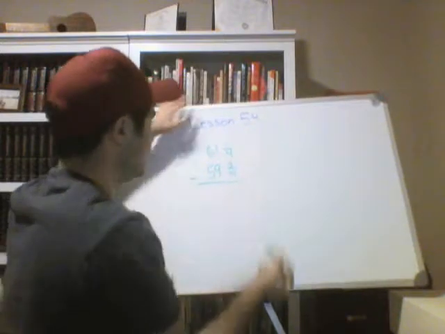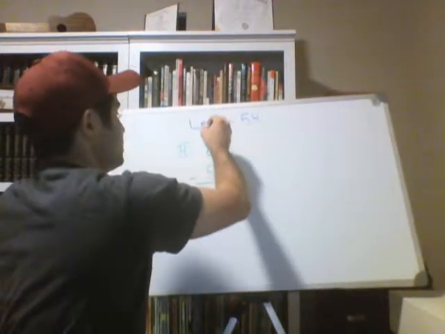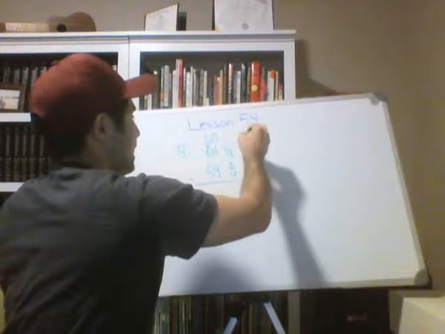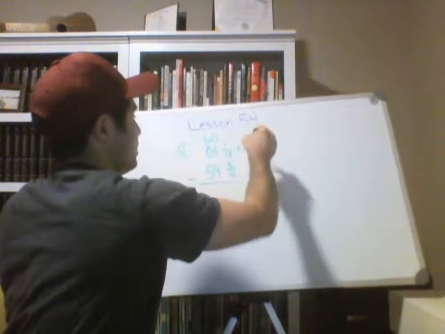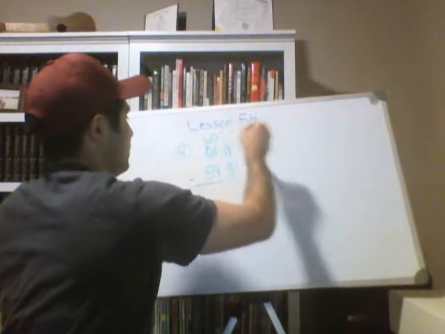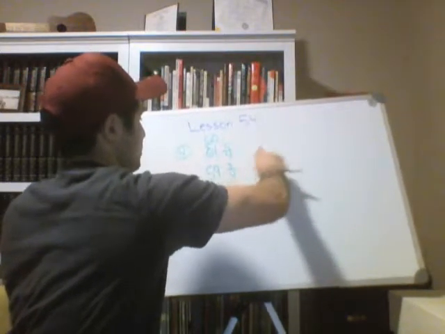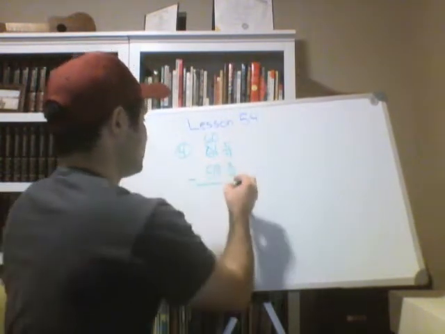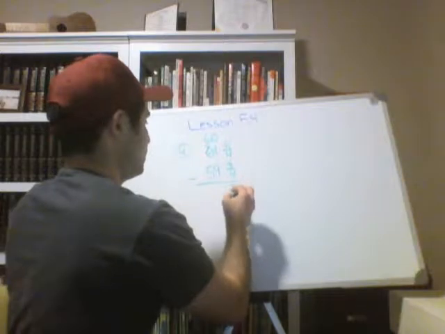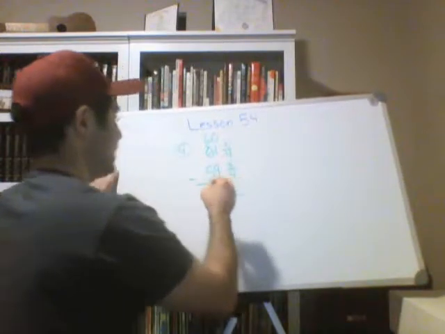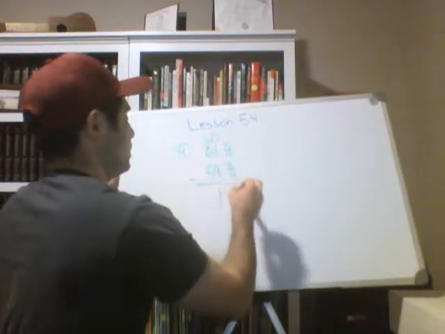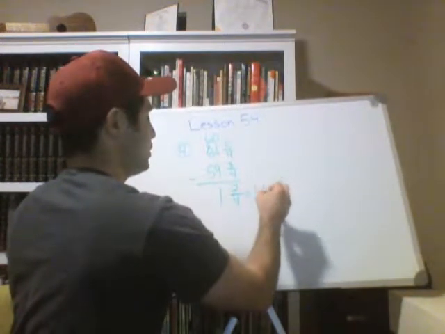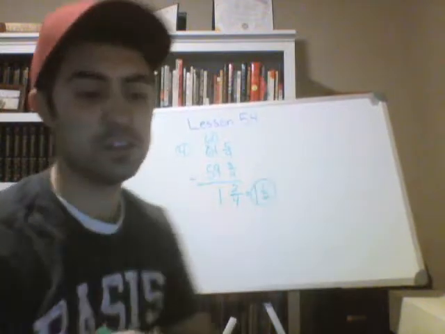1 minus 3, you can't take 3 away from 1, so you got to borrow from the 61. That's going to be turned into 60. So we're going to add in 4/4 right there. 4 plus 1 is 5. So you don't need that anymore. Okay, now you can subtract. 5 minus 3 is going to be 2. The 4 is the same. Okay, 60 minus 59 is 1. We know that 2/4 reduces to 1/2, so the answer for here is 1 1/2. That is your answer.